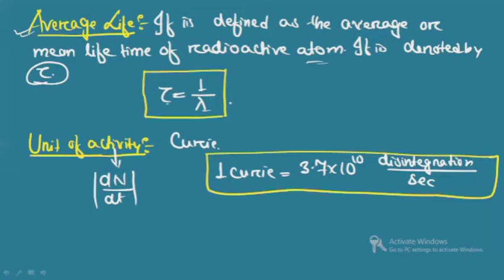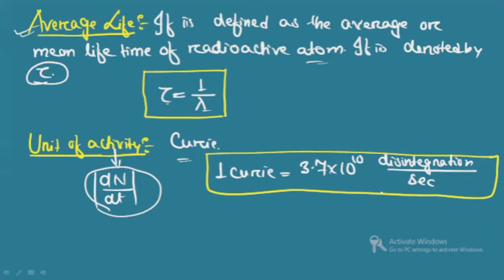Clear? Now you see the unit of activity. Activity is denoted by dN by dt. This unit of activity is what? Curie. Now why is the unit of activity Curie? Because radioactivity is measured by the number of disintegrations per time. Since radioactivity is measured by the number of disintegrations per time, activity has the unit Curie. All right, and 1 Curie can be written as 3.7 × 10^10 disintegrations per second. This is the unit of Curie.